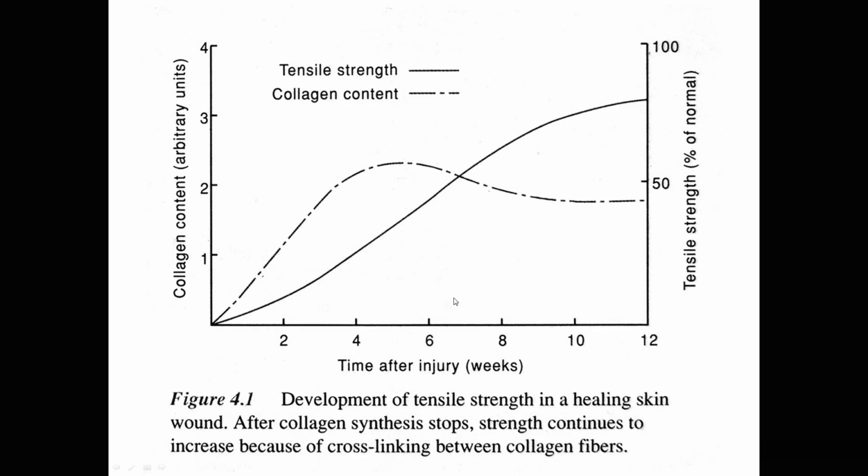This is illustrated on this slide. The collagen content is increasing initially together with the increase in tensile strength. However, later it stops to increase. Despite that, the tensile strength continues to increase due to the formation of chemical links. This is the characteristic increase in tensile strength of the repair by fibrosis.